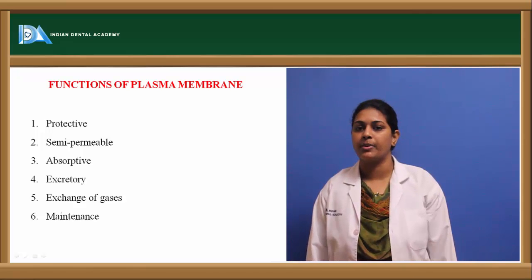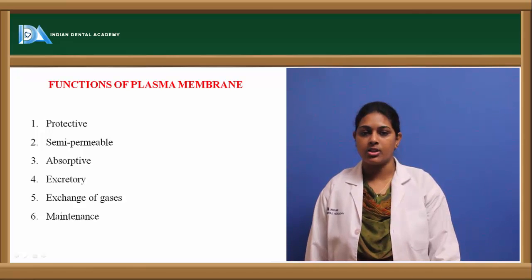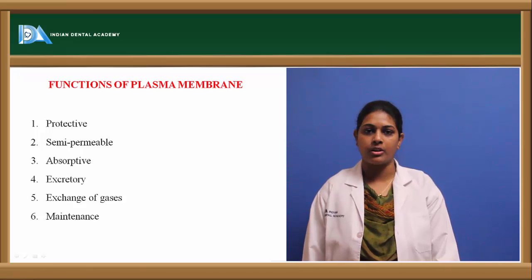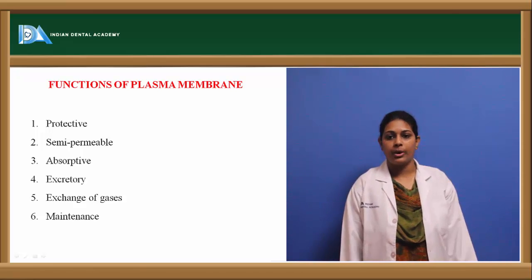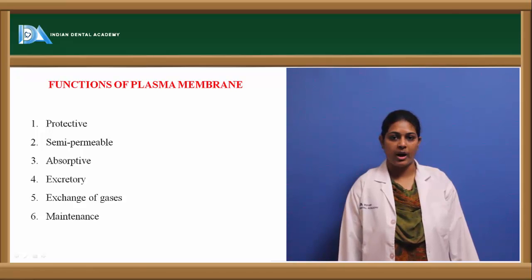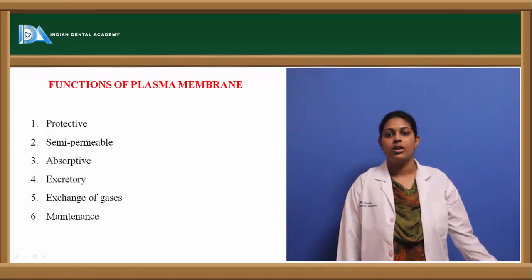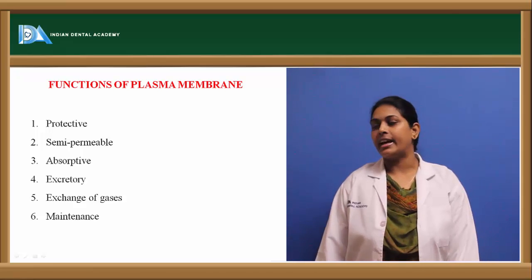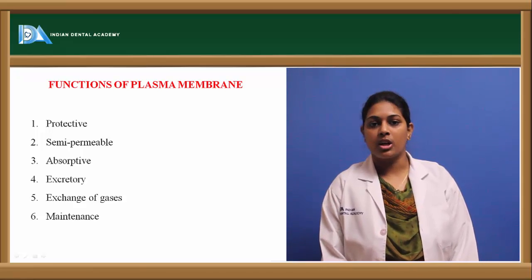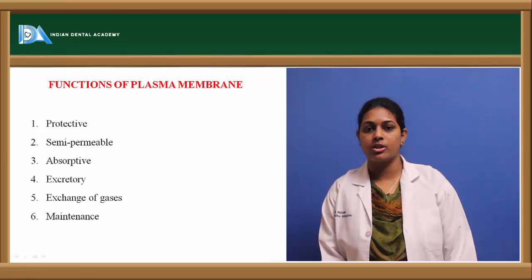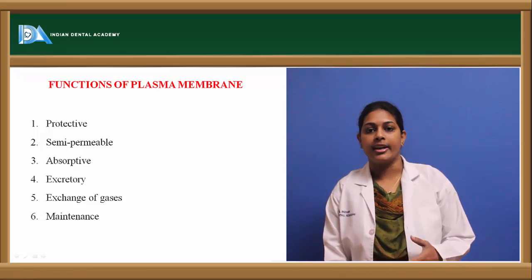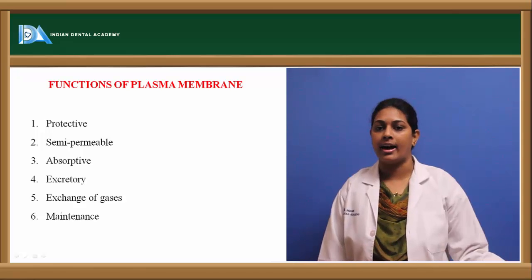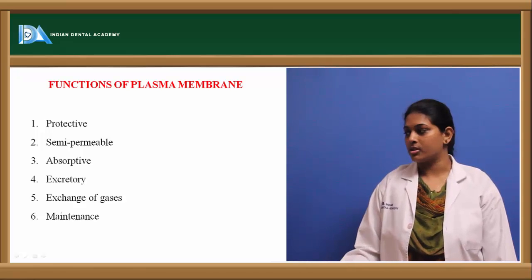Coming to the functions of the plasma membrane, majorly, as already explained, they are protective in function because of the semi-permeable nature, allowing only certain substances to pass through it, which do not damage the entire structure. And then comes the absorptive function. It absorbs certain molecules, which helps it maintain its moist and semi-permeable nature.